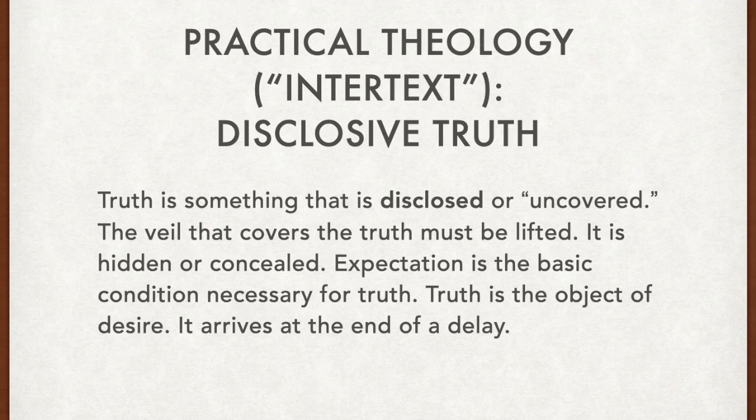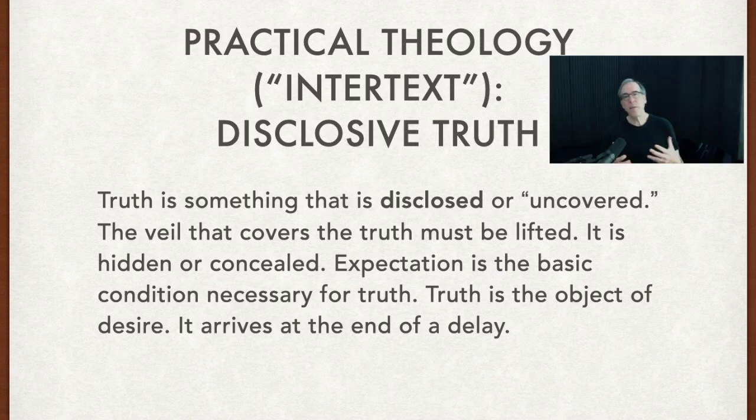Over time, preachers who use one or the other of these connotative styles are promoting an overarching intertext of disclosive truth. They are telling people that Christian truth is disclosed or uncovered, like peeling back the layers of all the things that hide truth. Truth is hidden or concealed, and this means that anticipation or expectation is the basic condition that's necessary for all truth. Truth then is the object of desire.